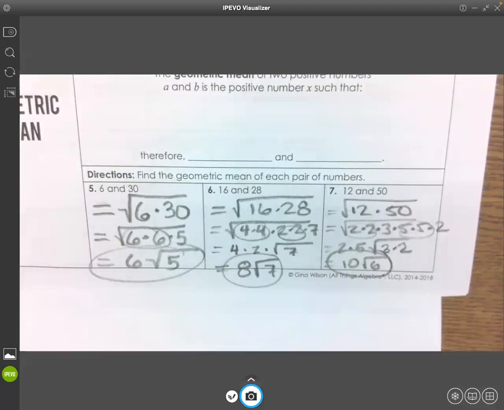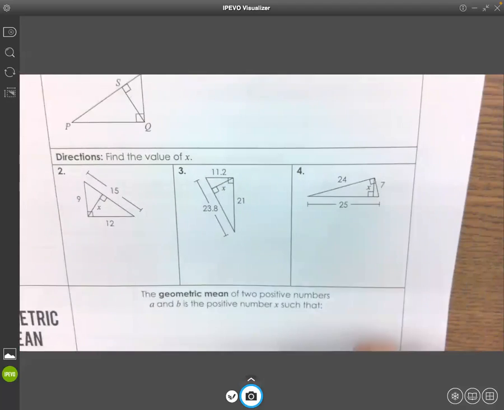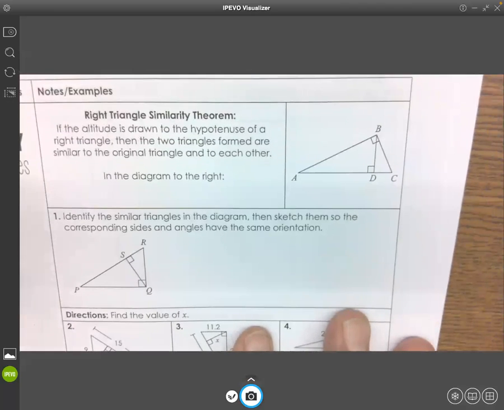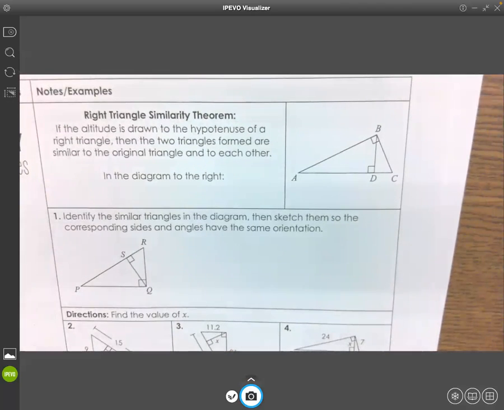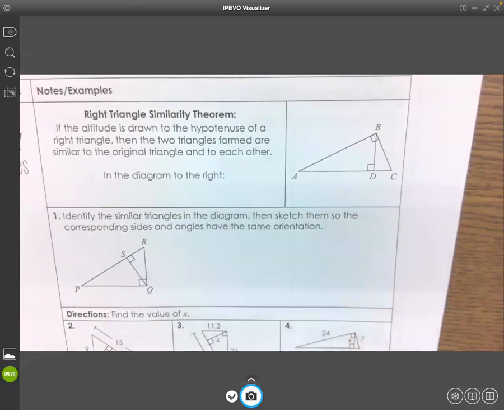Okay, good. Now, I'm going to ask you to just kind of put that on pause for a second. We'll come back to it. And tell me what you notice about this triangle up here. What are some features that we can identify? Kenyon?